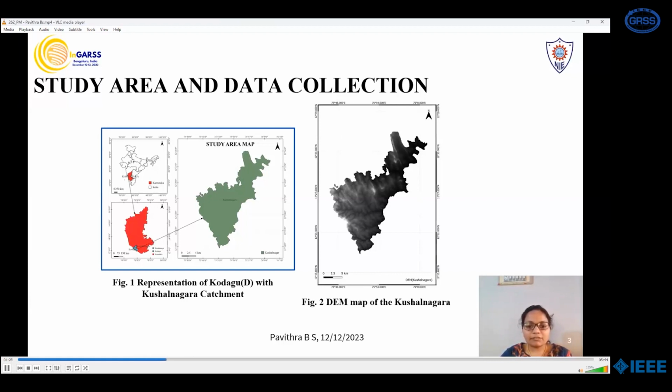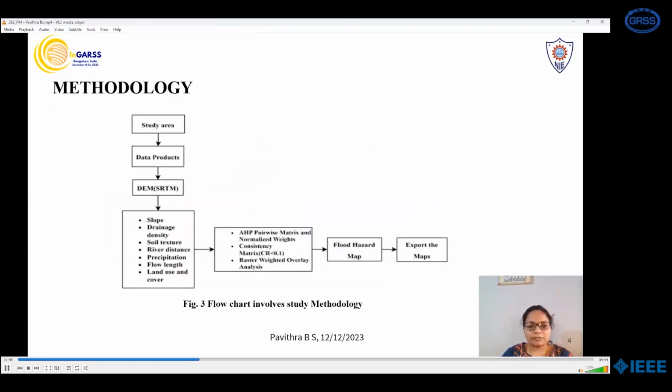This town is generally flat, although few areas are hilly. It has a history of flooding, helping us to understand and address the local flood risks, and the region's topography, land use, and rainfall patterns make it a representative area for studying flood phenomena. Using SRTM-DEM 30-meter resolution map, the influencing factors or criteria like slope, drainage density, flow length, and land use land cover maps were generated by using spatial analysis tool.